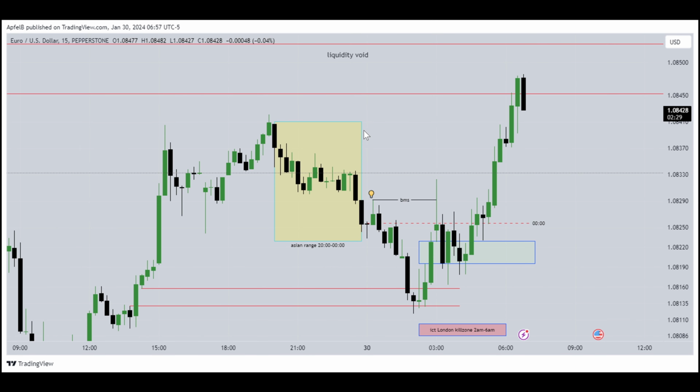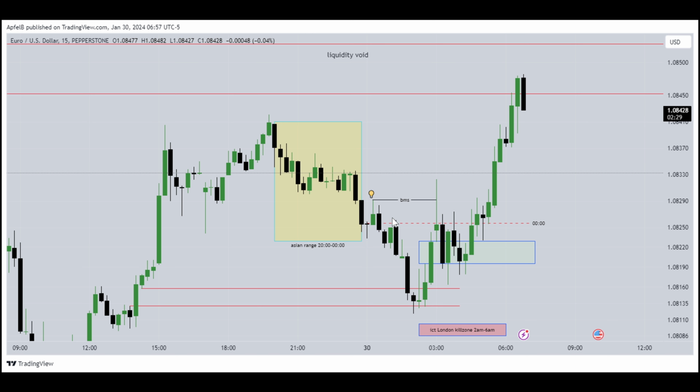So let's continue with this Euro USD M15 candlestick, and we shall be referring to the template we just saw. So this is our Asian session. I told you that if the market opens here at 00, please make sure that your time is set to New York local time or UTC -5.